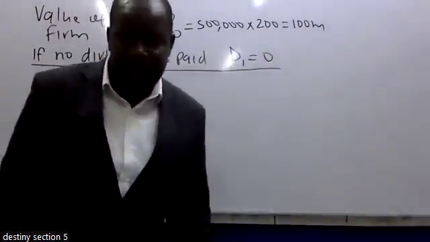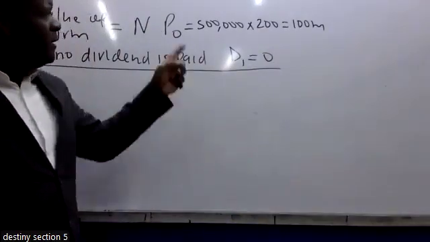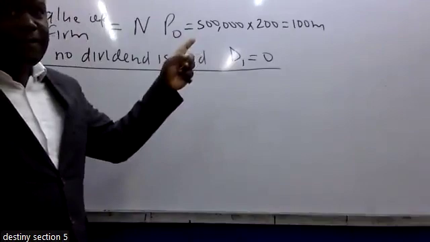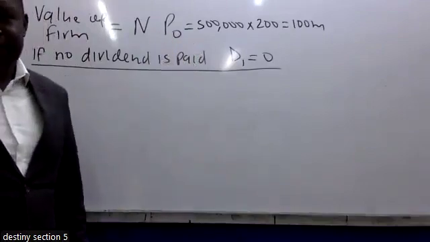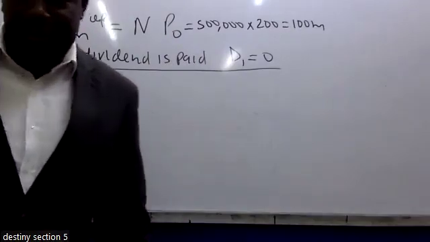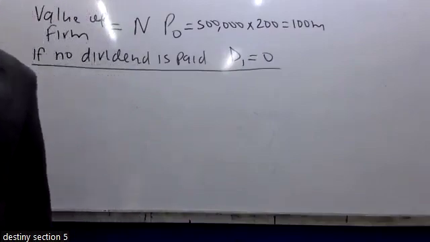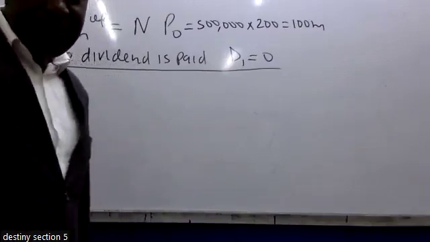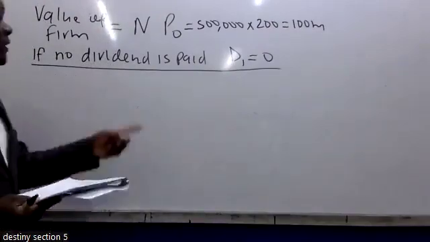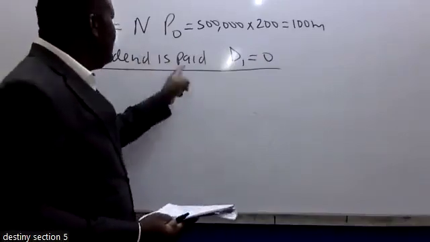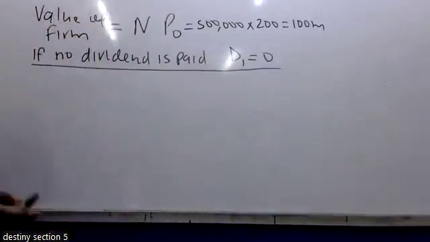We are simply confirming that if no dividend is paid, what should be the value for the firm? Is that figure 10 million or 100 million? It's 100 million. So there are 3 steps. I want us to confirm that if no dividend is paid, the value still remains 100 million.